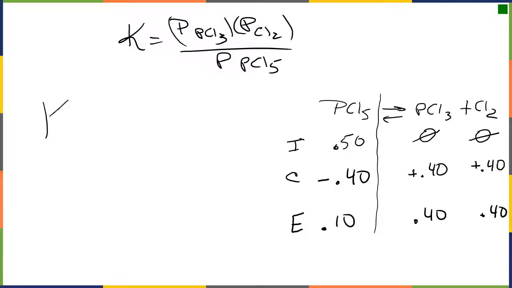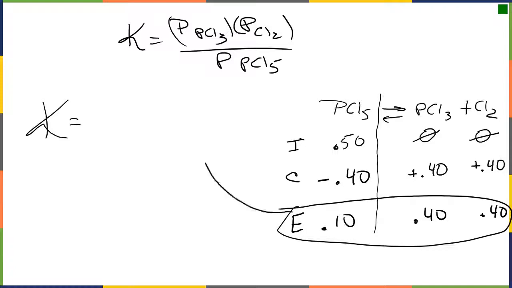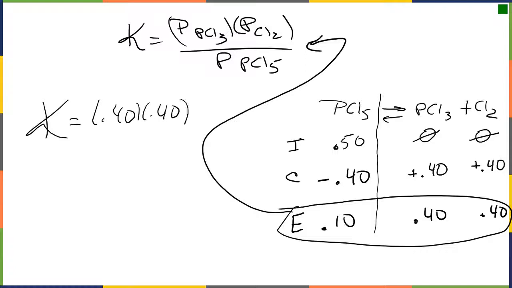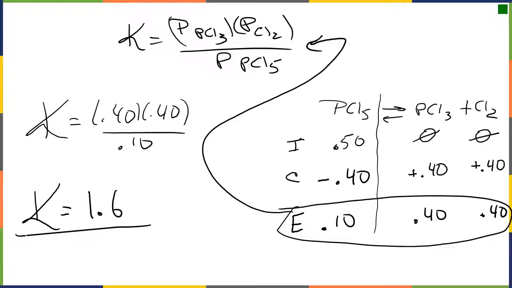We can plug this in and solve for K now, because we're going to take our equilibrium values and plug them straight into our K, giving us 0.4 times 0.4 over 0.1, and when we solve for our K value, we're going to get K is equal to 1.6. K is unitless, and we're going to leave it right there.